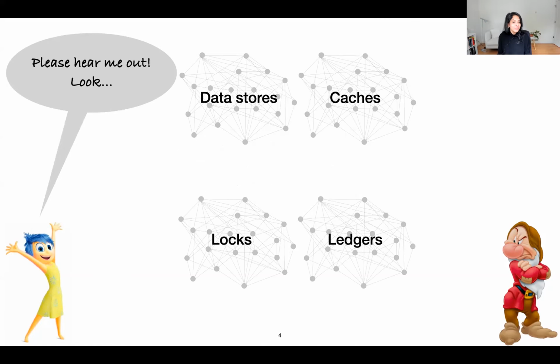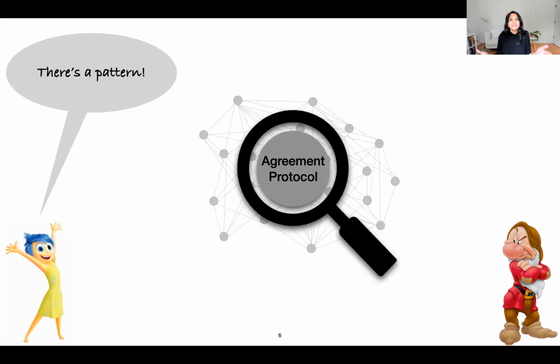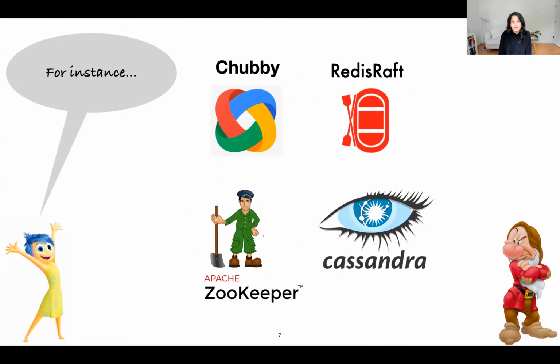Look, most distributed applications are built on top of some common distributed services, right? Such as data stores, logs, caches, queues, locks, and so on. And so, well, there is a pattern. All of these services typically rely on some notion of distributed agreement to perform their higher level functions. See, processes need to agree on a leader or the members of a group or owners of locks.